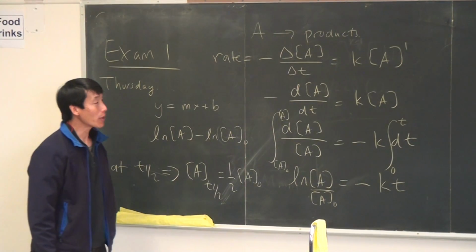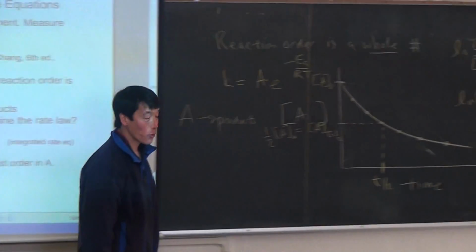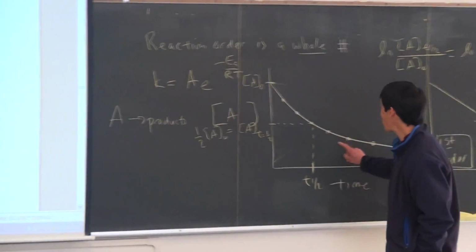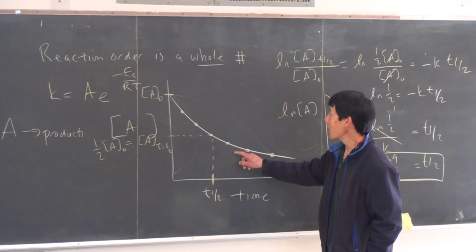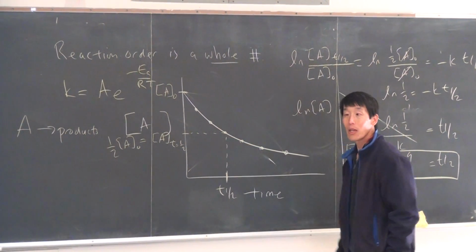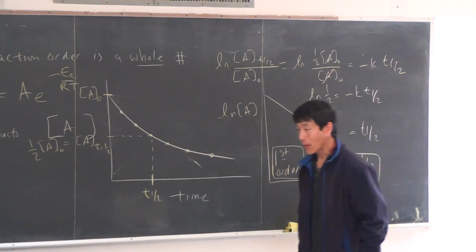So usually the easier way to do a reaction rate experiment is to use method 1 rather than method 2. Method 2 sounds good because you only have to do one experiment, but like I said, you have to figure out how to measure these concentrations at different points in the reaction.